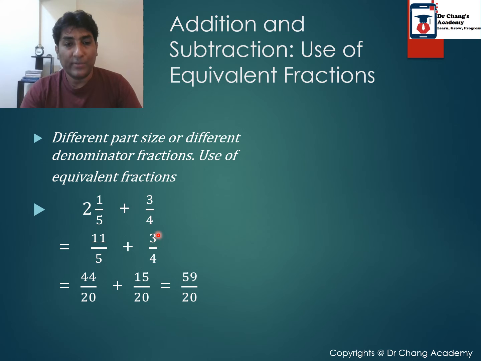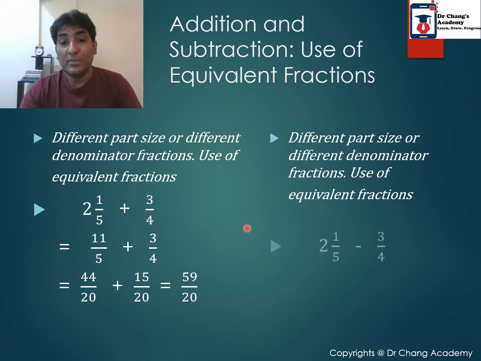So we raise the numerator 5 times. 5 times 3 is 15. Now we have same part size fractions. So what we just do is we add the parts. So 44 plus 15 is 59. So 59/20th is the answer when we add these two fractions.